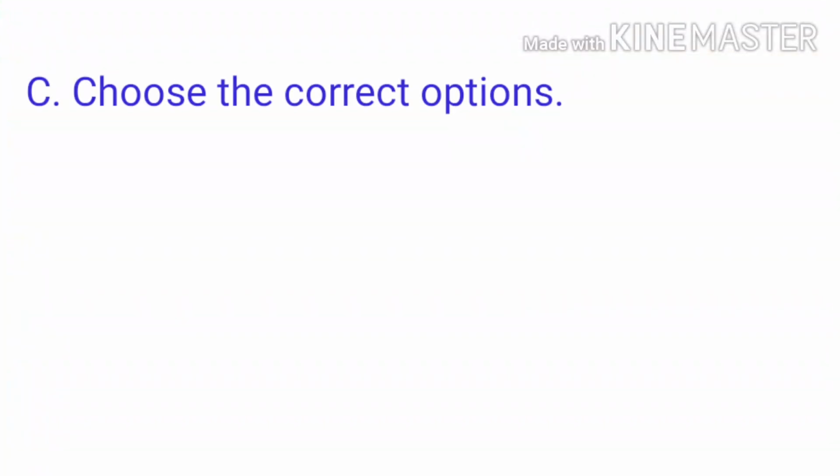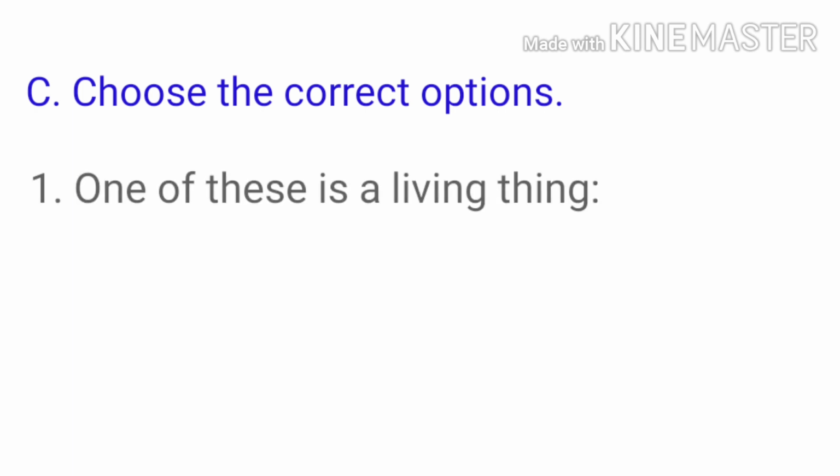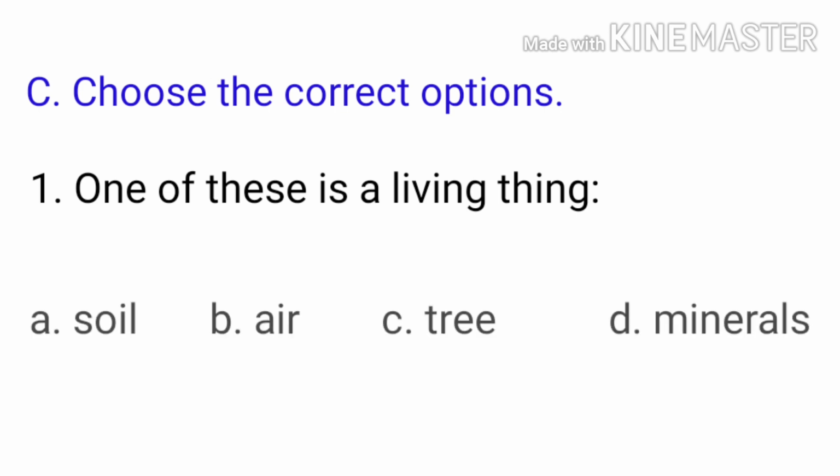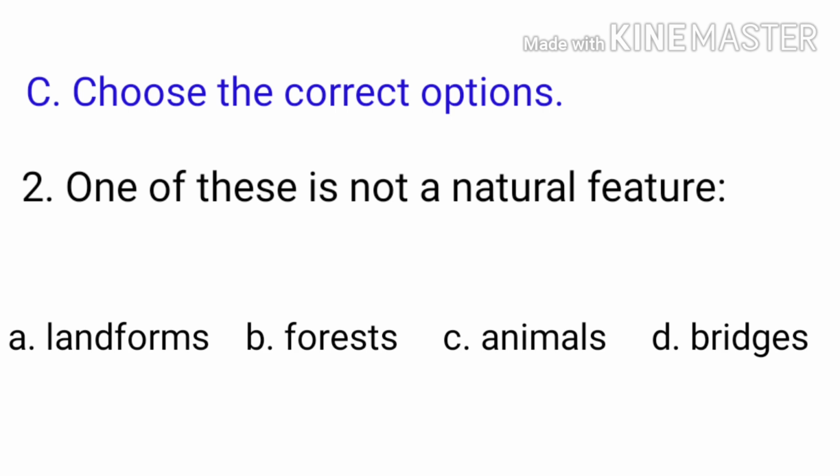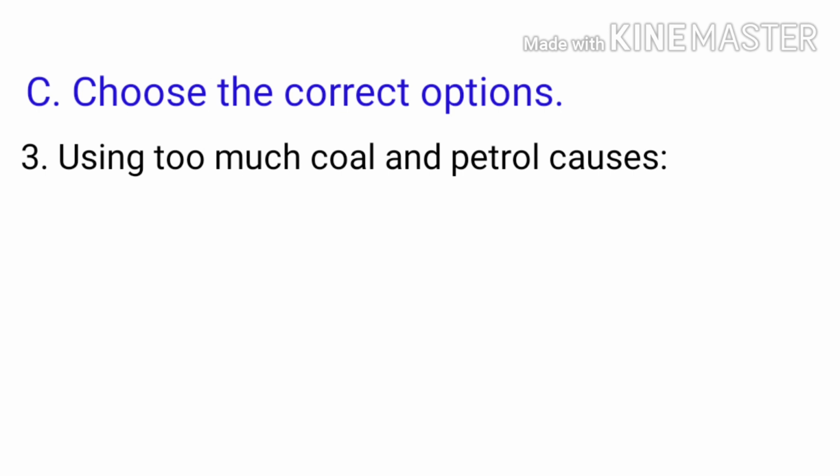Our next exercise is choose the correct options. First question, one of these is a living thing. Here you have some options: soil, air, tree and minerals. Which is the correct answer? Yes, tree. Second question, one of these is not a natural feature. Your options? Landforms, forests, animals, bridges. Which is the correct answer? Yes, bridges.